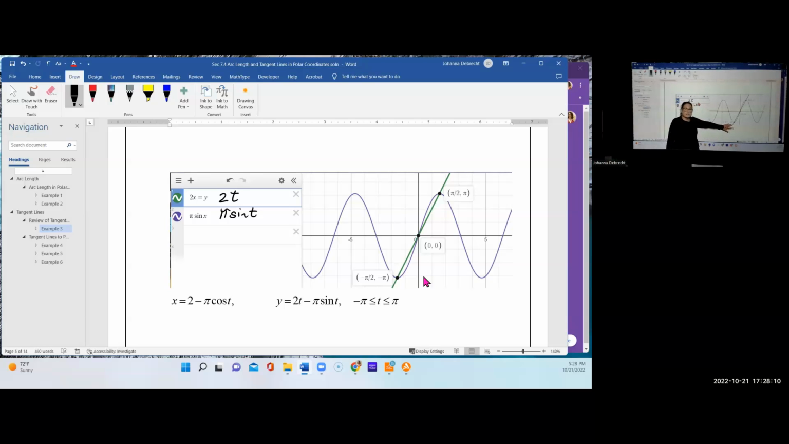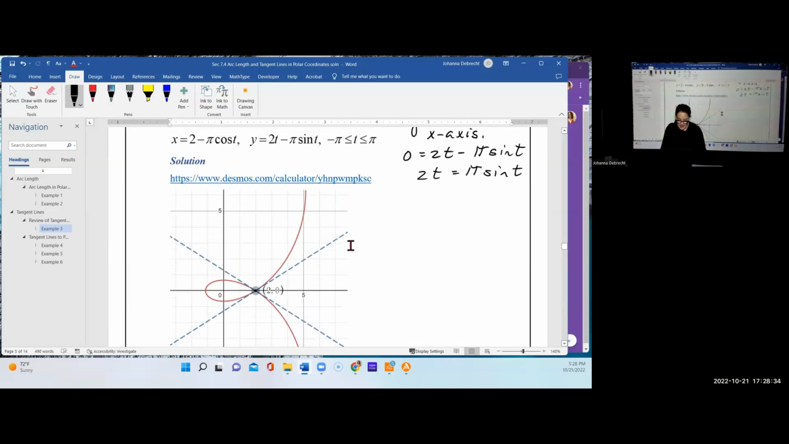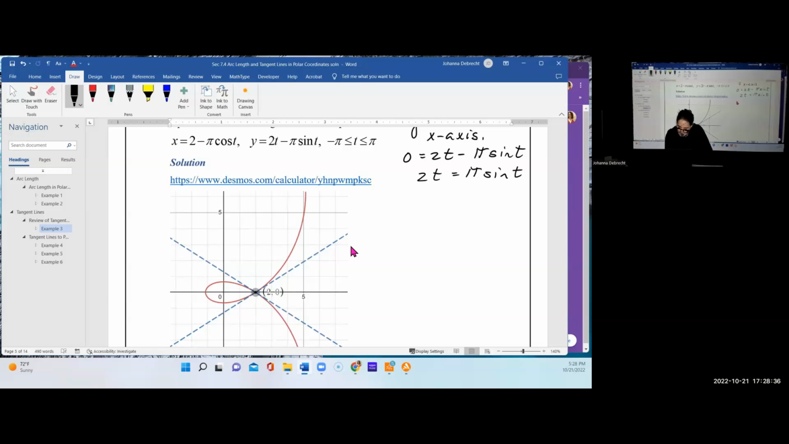And there are three places that Desmos tells us they touch. They touch at negative pi over 2, negative pi; at the origin 0, 0; and at pi over 2, pi. What we're interested in is, of course, the t value, which is negative pi over 2, 0, and pi over 2. So we have three candidates for where it is crossing that axis. So our candidates: this is true when t equals negative pi over 2, 0, and pi over 2.